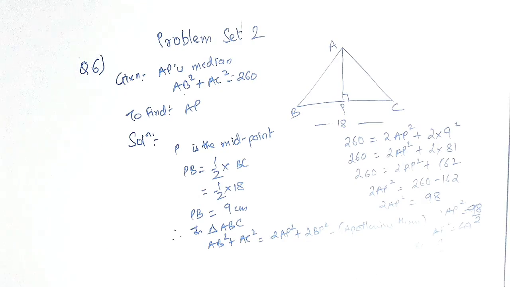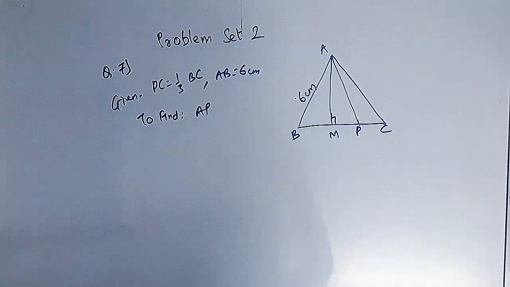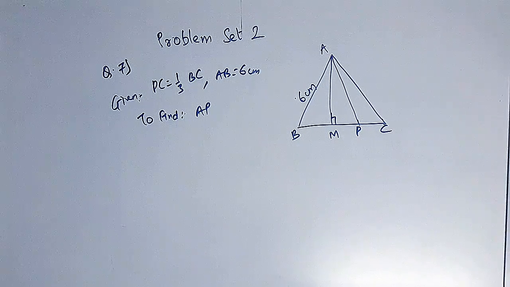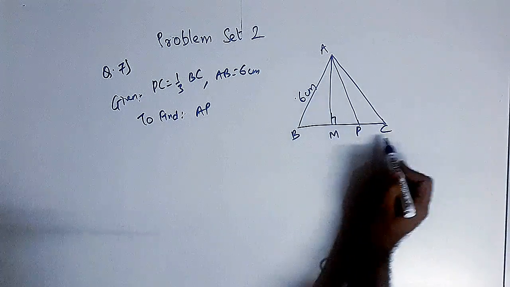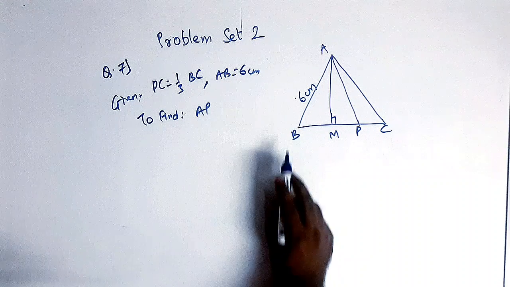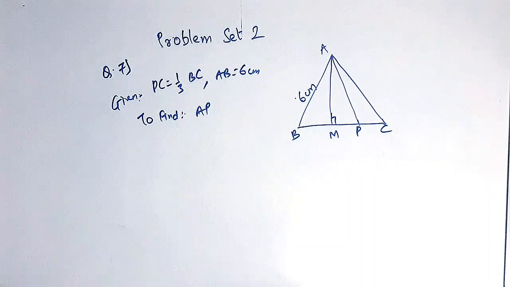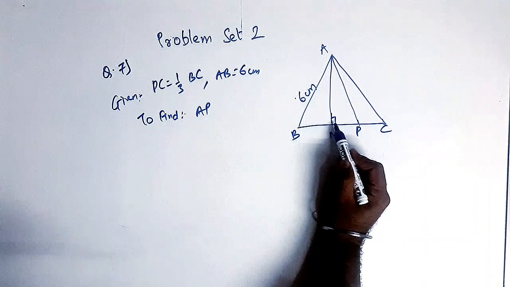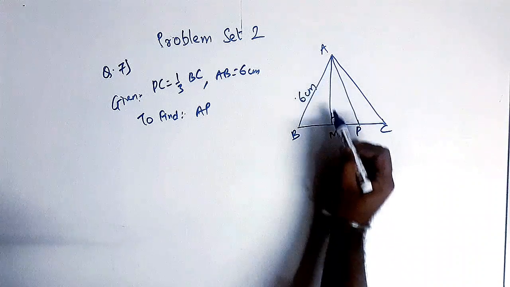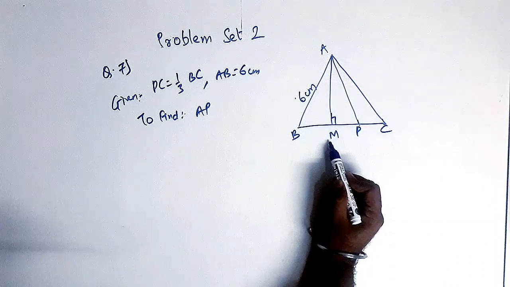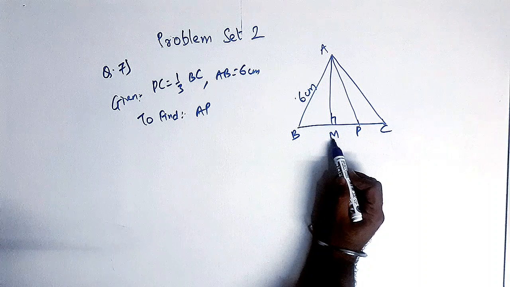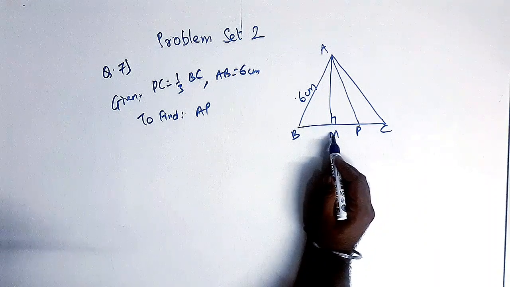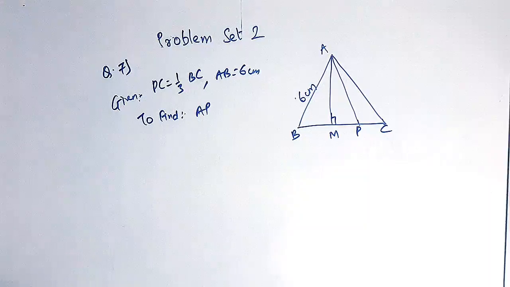Okay, then we'll move on to the 7th one. Question number 7 given is an equilateral triangle. This is an equilateral triangle with each side 6 centimeter, and what else is given is AM. You can see it is the altitude. In an equilateral triangle, altitude is the median also. So can I say M is the midpoint? Yes, M is the midpoint because this itself is the median also.